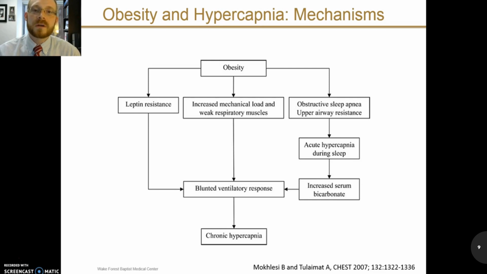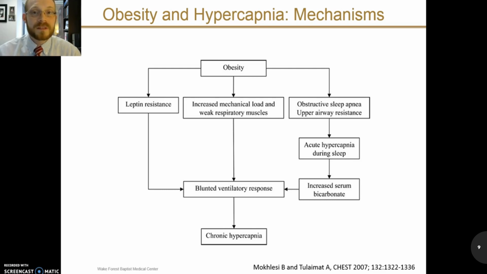Let's shift gears and talk a little bit about hypercapnia. Obesity can cause hypercapnia through a few different mechanisms. Obesity causes a resistance to leptin. It causes an increased mechanical load and can weaken respiratory muscles over time. And of course, obesity is a major risk factor for obstructive sleep apnea. These three things together all can lead to a blunted ventilatory response and the presence of chronic hypercapnia.